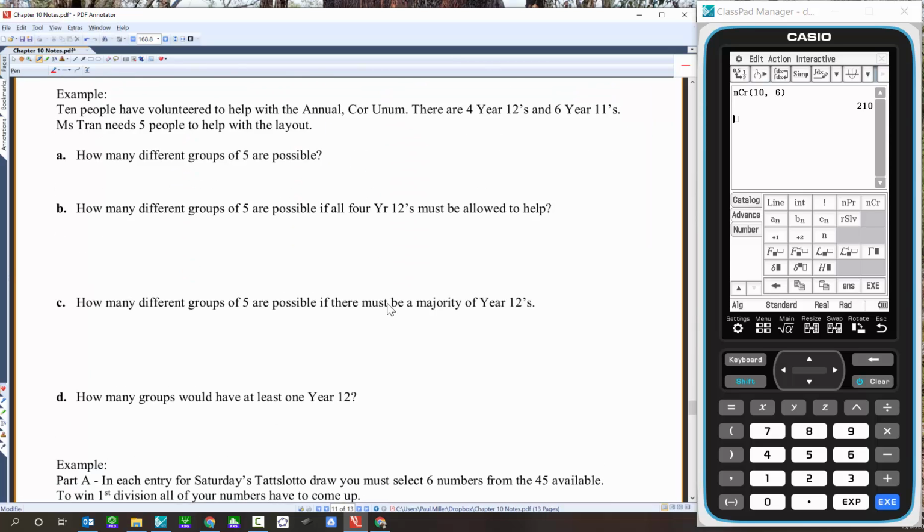All right, so 10 people have volunteered to help with the annual Corunum. There are 4 Year 12s and 6 Year 11s. Ms. Tran needs 5 people to help with the layout. Sometimes I feel like it helps just visualizing things here. So here are my Year 12s, and here are the fabulous Year 11s. Not that the Year 12s aren't fabulous. That is 6. All right, so there's the 11s and there's the 12s, and they're all vying for positions on Corunum, or these 5 positions.